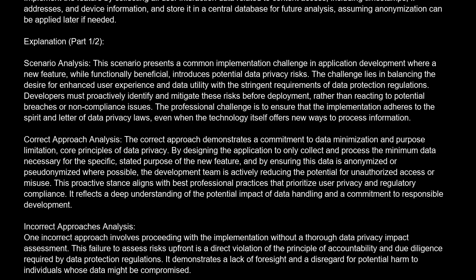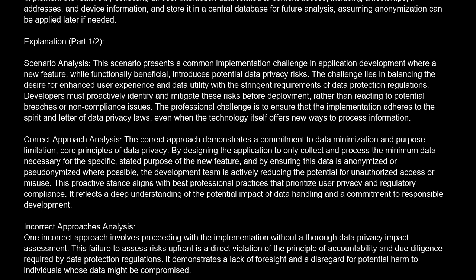of data protection regulations. Developers must proactively identify and mitigate these risks before deployment, rather than reacting to potential breaches or non-compliance issues. The professional challenge is to ensure that the implementation adheres to the spirit and letter of data privacy laws, even when the technology itself offers new ways to process information.